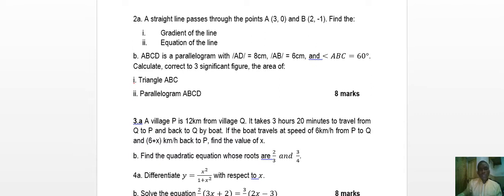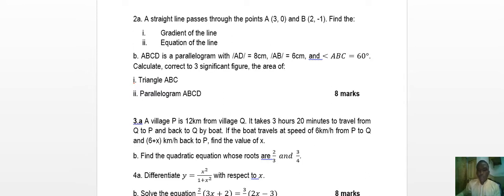In question number 2a, the question says a straight line passes through point A, which is (a, 0), and B, which is (b, -1). The question now says find the gradient of the line, that is I, and II says the equation of the line. Now this is going to be a question that involves coordinate geometry, and I want us to solve it together.